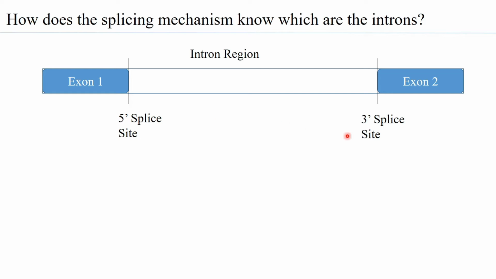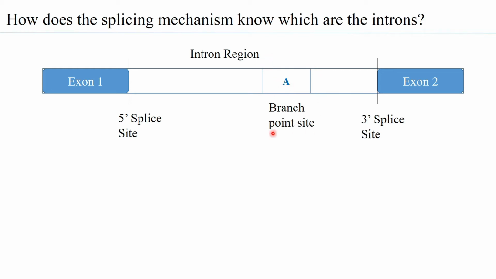Both the 5' and the 3' splice sites are conserved sequences. Other than the 5' and the 3' splice site, there is also a region called the branch point site. This branch point site has a conserved sequence, and within this conserved sequence there is one highly conserved A. It doesn't change at all.